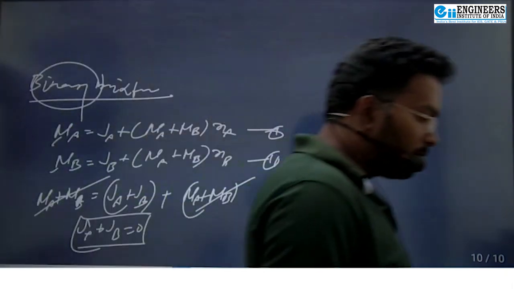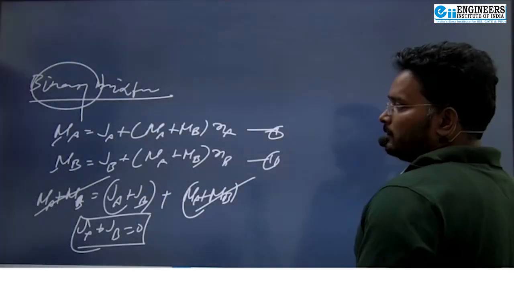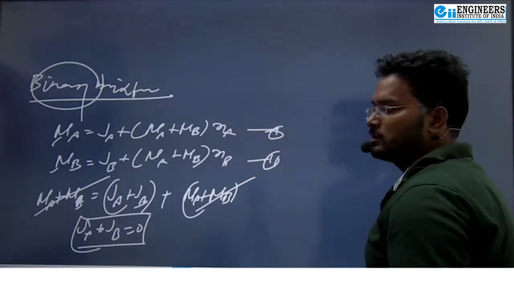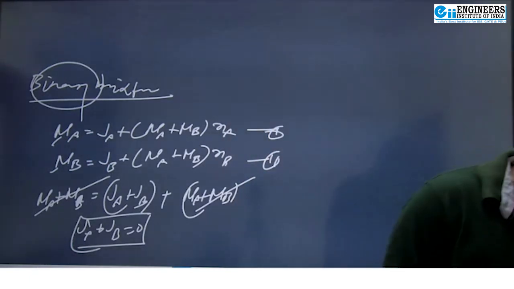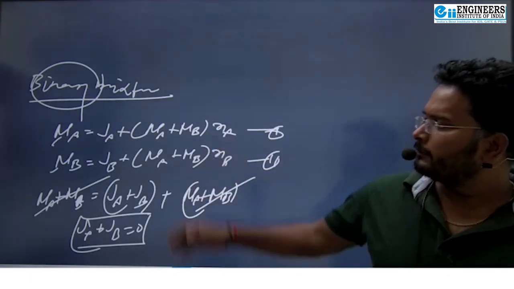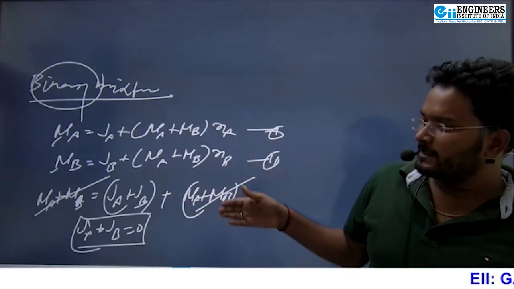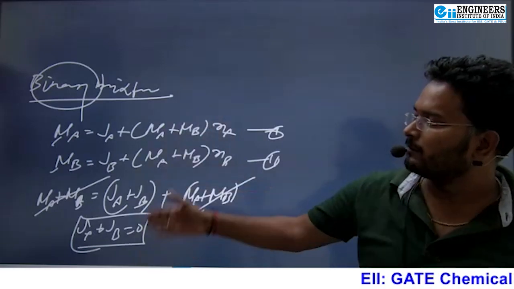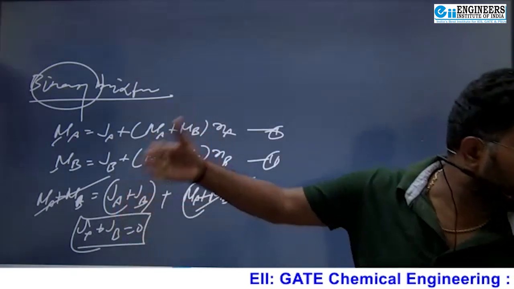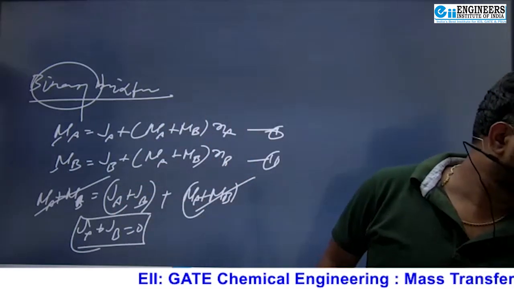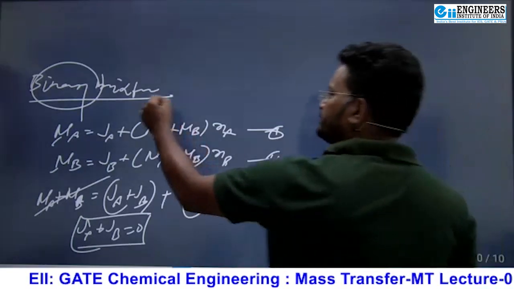This result is not only for binary mixture. For a multi-component mixture also, if we have more than one species, then always Xa plus Xb plus Xc plus Xd equals 1, so it cancels out. Then always Ja plus Jb plus Jc plus Jd is equal to 0. Isn't it? Not only for binary mixture.